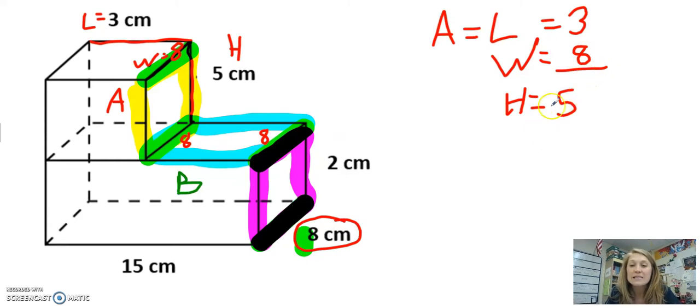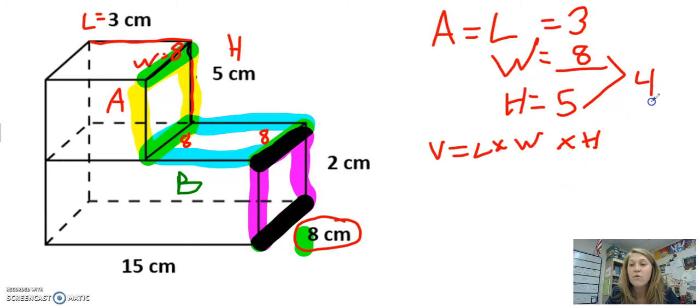So let's see. Let's do 8 times 5 because we know that volume equals length times width times height. And I can do it in any order that I want. So I'm going to start here with 8 times 5. 8 times 5 is 40.